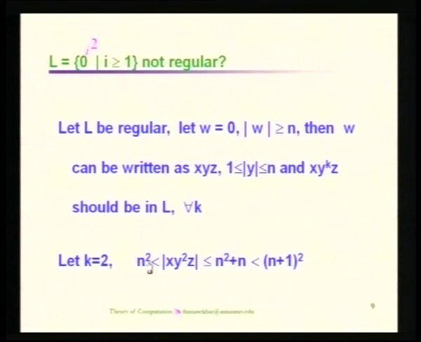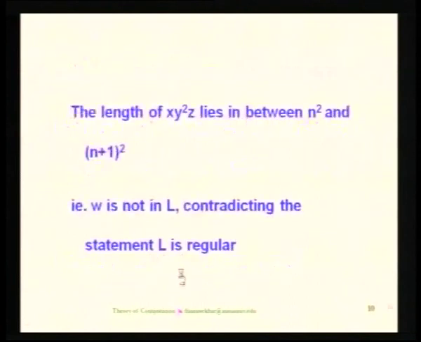So, if the length of the string is n square, the immediate next string must be of length n plus 1 square, the next one must be n plus 2 square. That is the meaning of the language which is given for us. But here we find that the length of the string x, y, z which you have taken is exactly n square, but after the next pumping we are getting a string whose length is less than n plus 1 square. So, the length of x, y square, z is not going to be a perfect square.